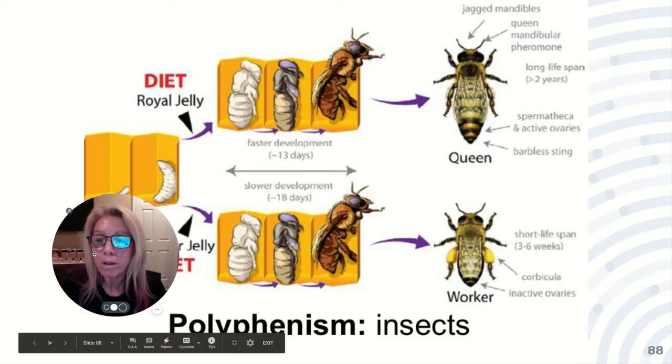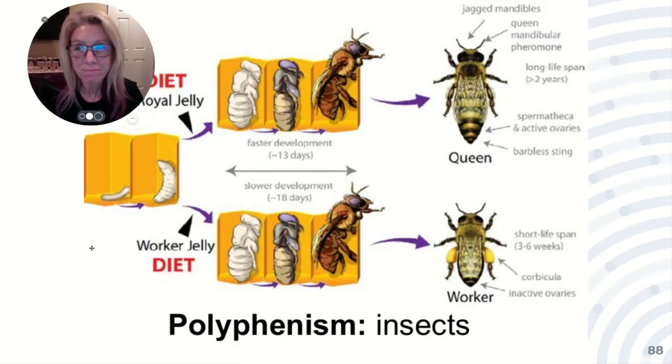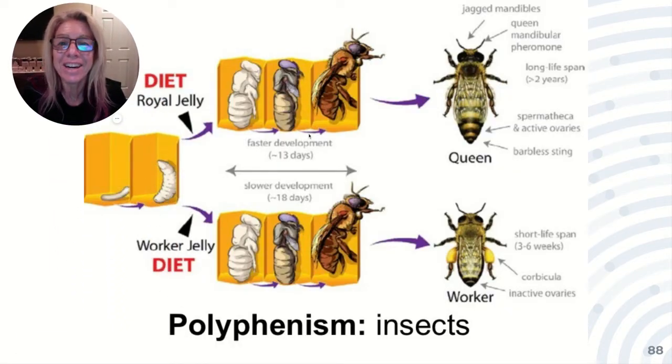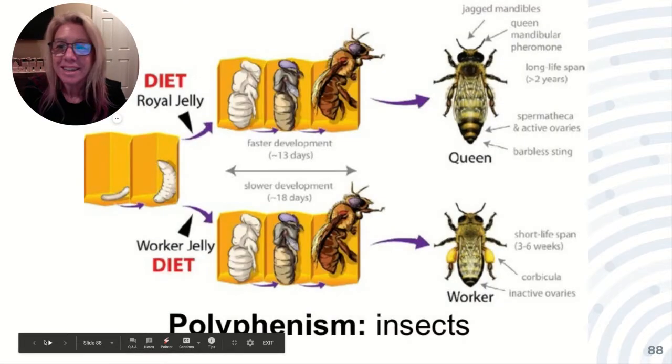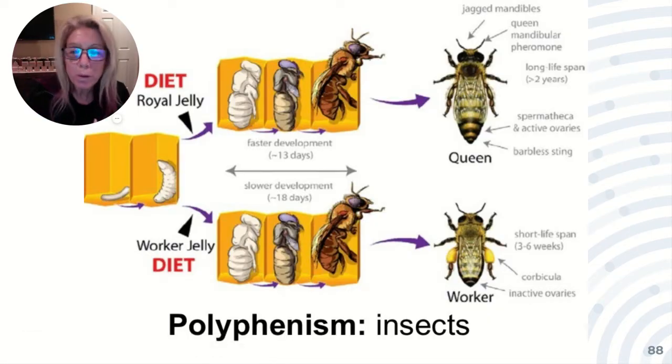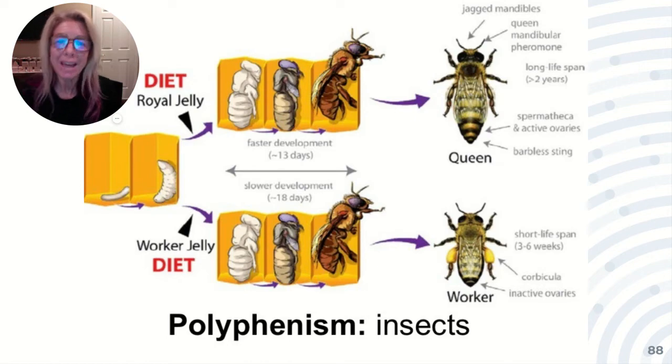Okay, where polyphenism, sorry about that. Polyphenism, what you eat determines how you will develop, whether you will be a worker bee or whether you will be a queen, depending on what you are fed.